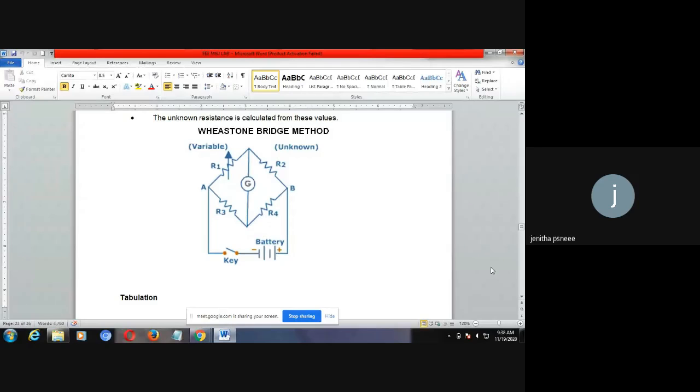So let's look at bridges. In bridges, there are DC bridges and AC bridges. First we can see the DC bridges. In DC bridges, what are the classifications? Wheatstone's bridge and Kelvin's bridge. Now we can see Wheatstone's bridge first.